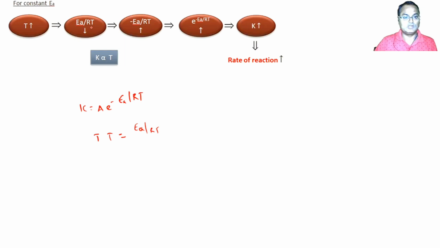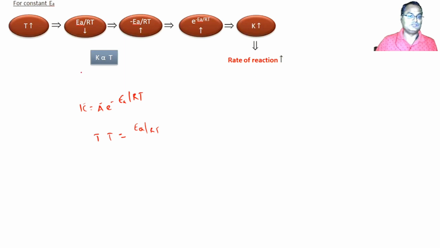And if this value decreases, then negative of E upon RT increases, and this fraction, e to the power minus E upon RT, also increases. And if this increases, since A is constant, the value of K increases. So it means that the rate of reaction increases, right?